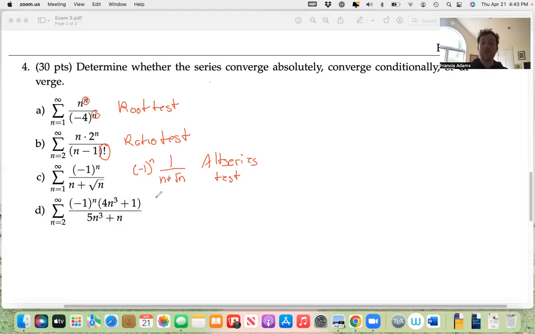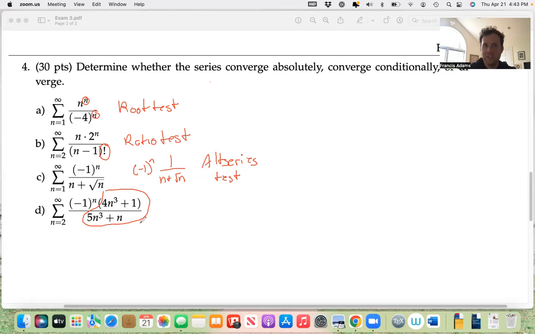And this is a good candidate for the alternating series test, especially because the positive part is 1 over an increasing function. And that means it's really quick to tell if it fits into the alternating series test framework. D also has an alternating part, but then we would want to think about this as the positive part.